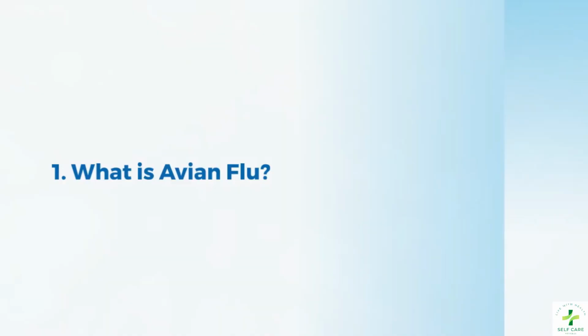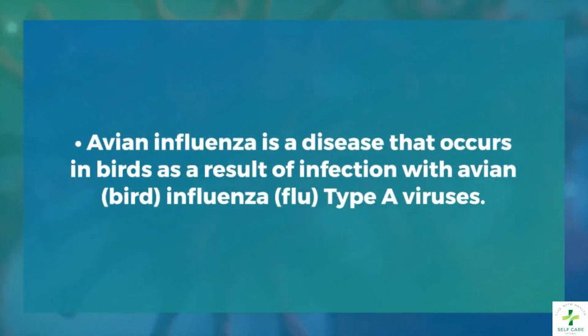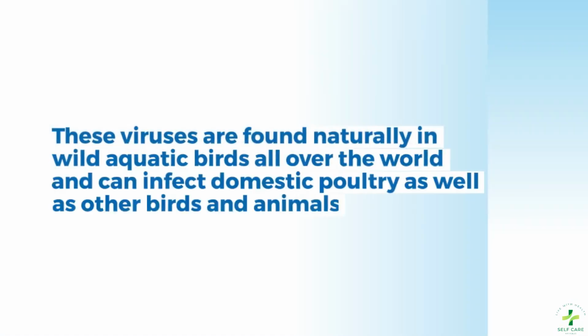What is avian flu? Avian influenza is a disease that occurs in birds as a result of infection with avian influenza type A viruses. These viruses are found naturally in wild aquatic birds all over the world, and can infect domestic poultry, as well as other birds and animals.